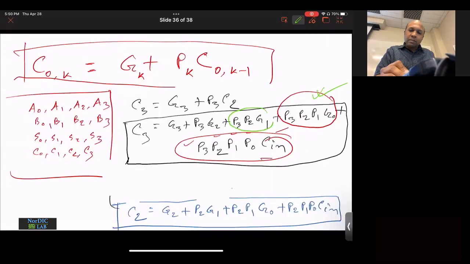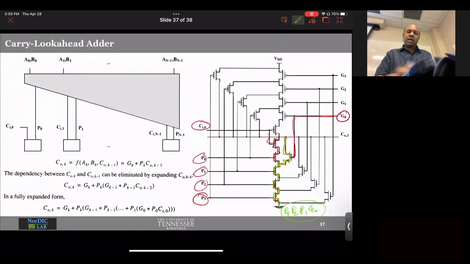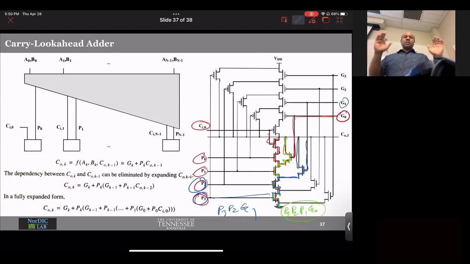You want me to do one more? Say P3, P2, G1. Let's use blue color here. G1, this is G1. That's G1. So G1, what is that? P2, and this is P3. So you have P3, P2, G1. Does that make sense? Don't worry, you don't have to memorize this circuit. I'll not even test you in the exam on this. But if you understand, it's a really nice, elegant circuit. Okay. So that concludes our adult lecture. Thank you so much.